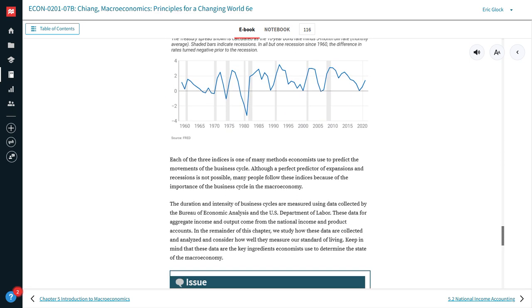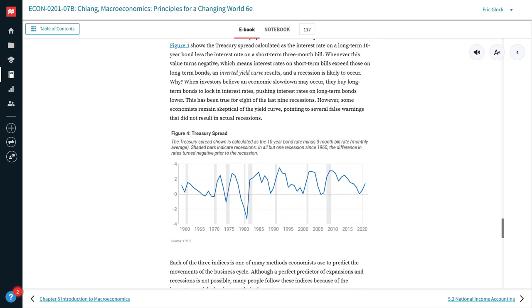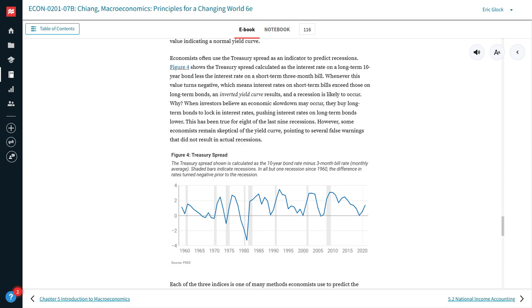So know this treasury spread. Know what a treasury spread is. It's very simple. Let me put it this way: if the long-term interest rates are higher, that's good news generally, because it means that the confidence in the near future is greater than the confidence in the far future.